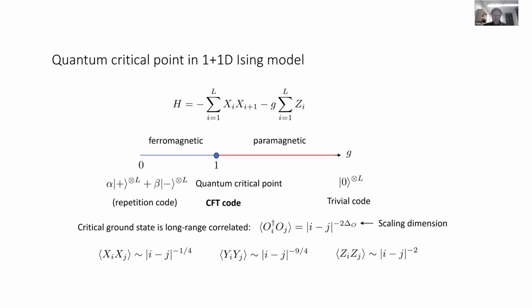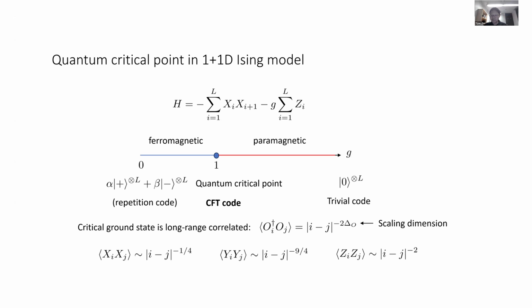In this talk, I will study the coding properties, like how much logical information you can store in this code. One important property that distinguishes this critical point from the gapped phases on the left and on the right is that the ground state is long-range correlated. If you look at the two-point correlation functions on the ground state of the critical system, you will get a polynomial decay instead of exponential decay.